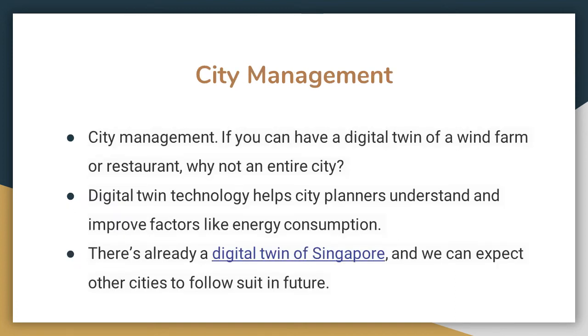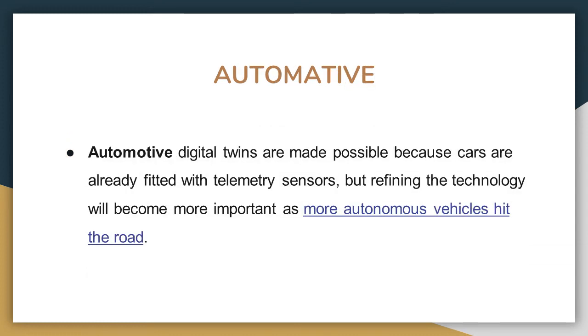Another interesting area where digital twins can be used is city management. If you can have a digital twin of a wind farm or restaurant, why not an entire city? Digital twin technology helps city planners understand and improve factors like energy consumption. There is already a digital twin of Singapore, and we can expect other cities to follow suit in future. With smart cities being rolled out gradually everywhere in the world, digital twins of those cities might also be a useful thing. The automotive sector is also using digital twins.